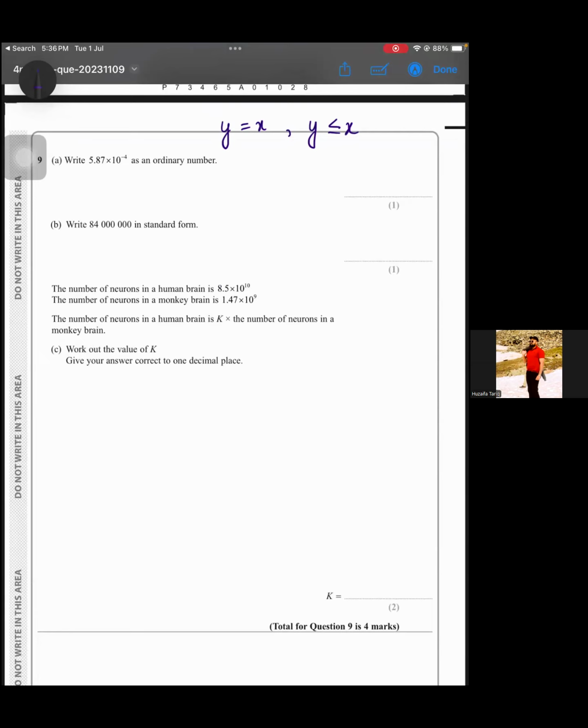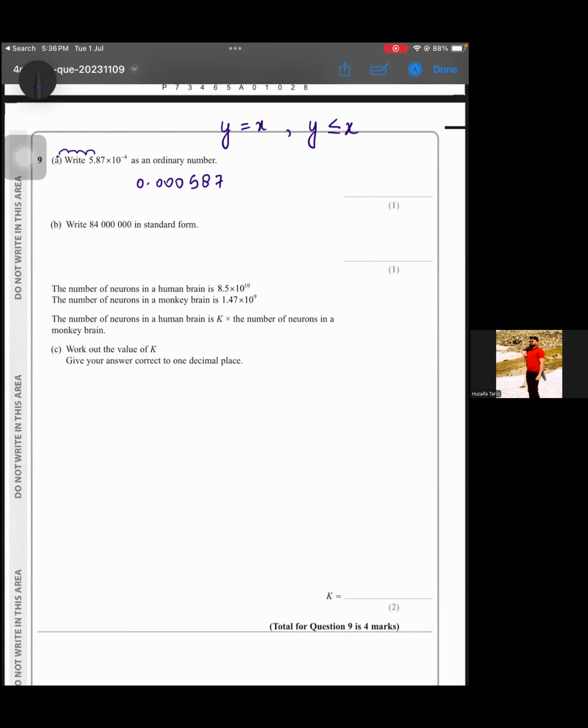For question number 9, we have 5.87 times 0.487 times 10 raised to the power minus 4. We need to write down the answer without power. First of all, we have to move on the left hand side to make our 10 raised to the power 0. So it will be 0.000587, because the power of 10 will increase when you shift on the left hand side. So it will be 1, 2, 3, 4. So 3 zeros will be there like this.